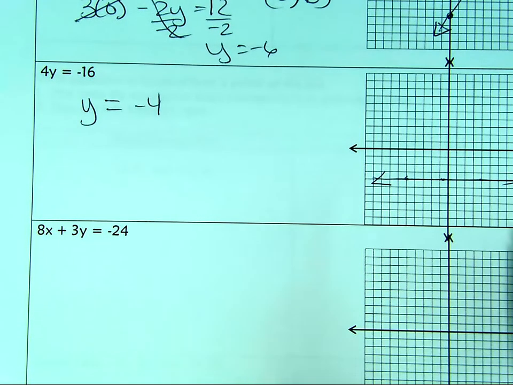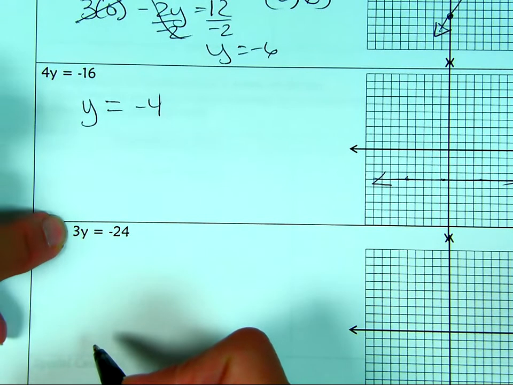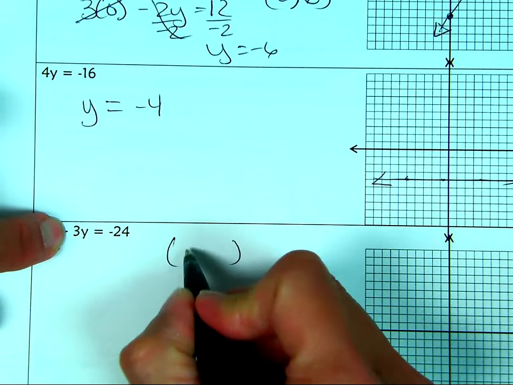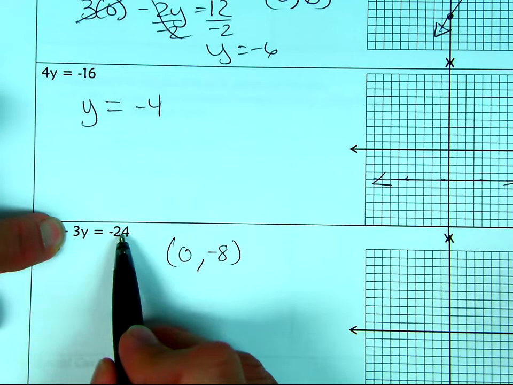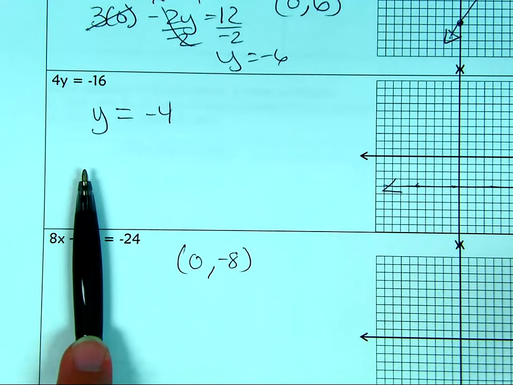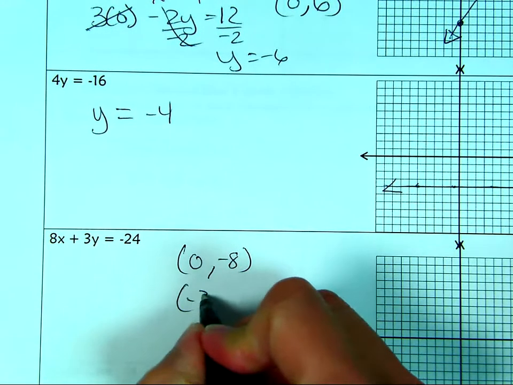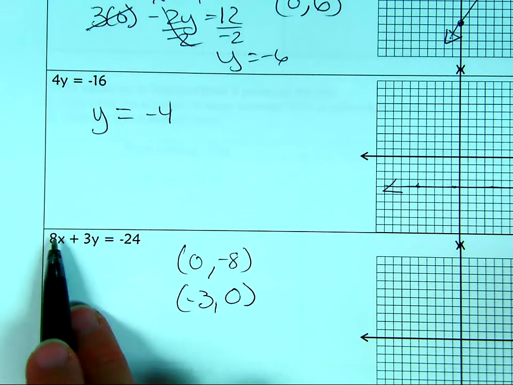Okay, let's try this one. So let's try the shortcut this time. I'm going to find my y-intercept first. So I cover up the x because 0 times 8 would just be 0. So what is my y-intercept? My y-intercept would be negative 8 because negative 24 divided by 3 is negative 8. Now, to find my x-intercept, I cover up that guy. Negative 24 divided by 8 is negative 3. So negative 3, 0.